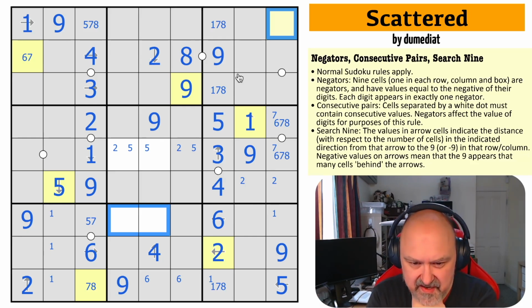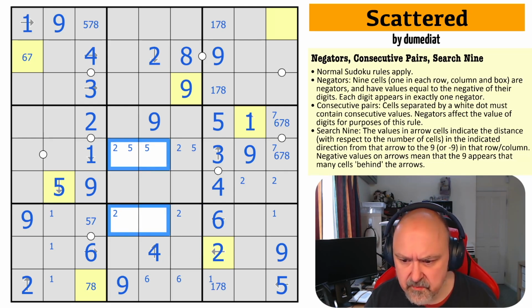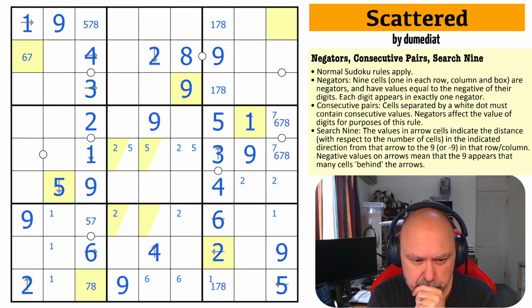I can't get rid of the grey yet because I don't know where all the negators are. Or do I? 2 is in one of those two. There's got to be something obvious I'm missing. Do I want to mark those as yellow and white and then get rid of all the grey? Yeah, that might be better.